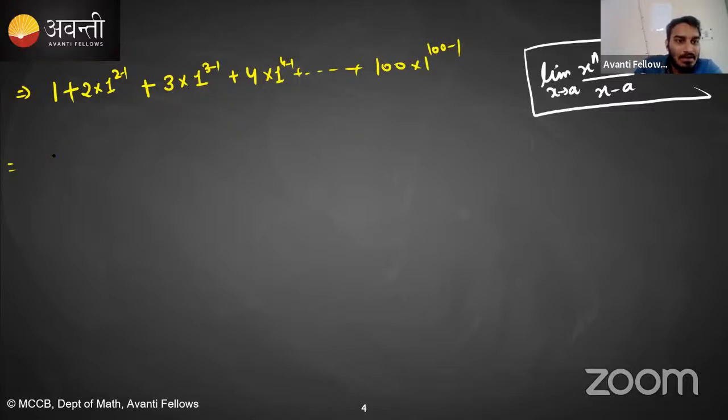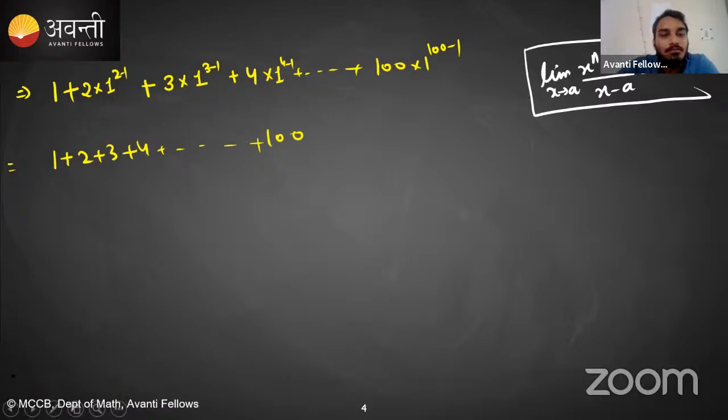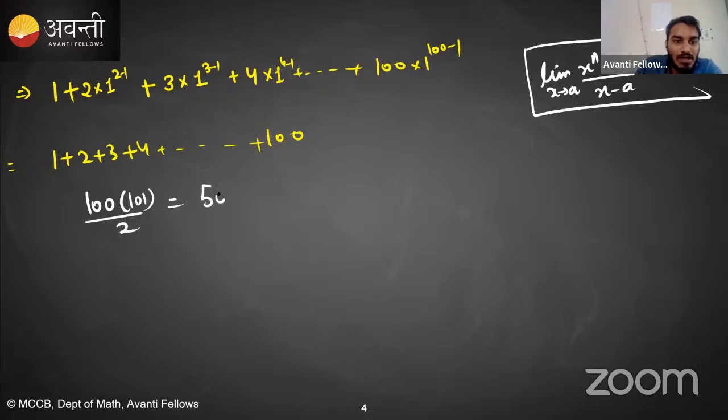So what is this? It is nothing but 1 plus 2 plus 3 plus 4 up to 100. It is the sum of the first n natural numbers, which is n into n plus 1 by 2. So n is 100, so 100 into 101 by 2. It is nothing but 5050, which is the answer.